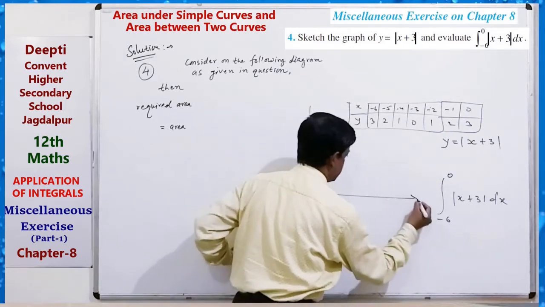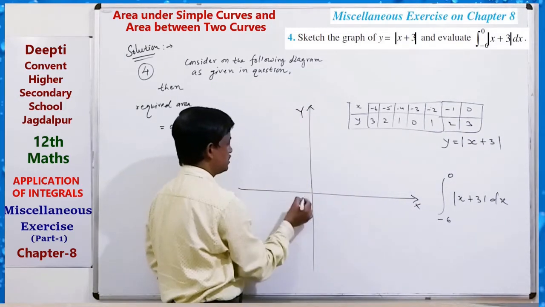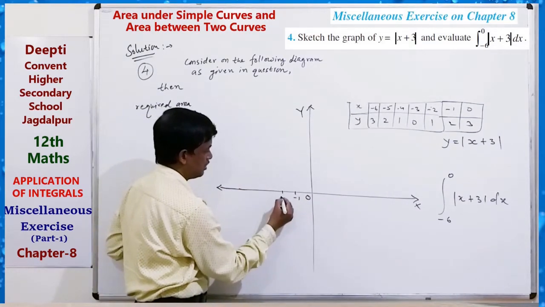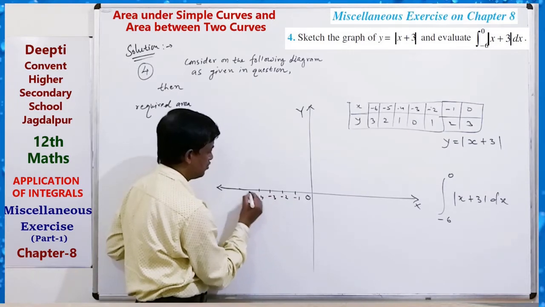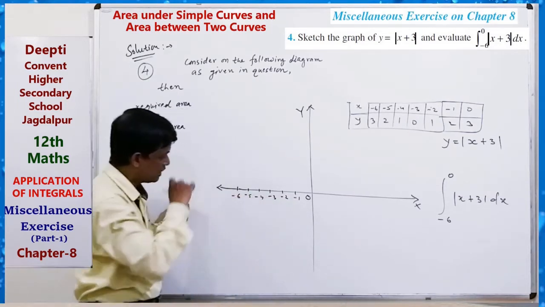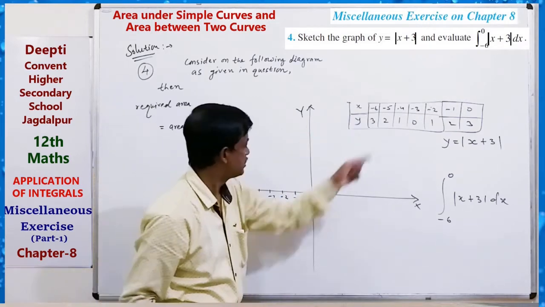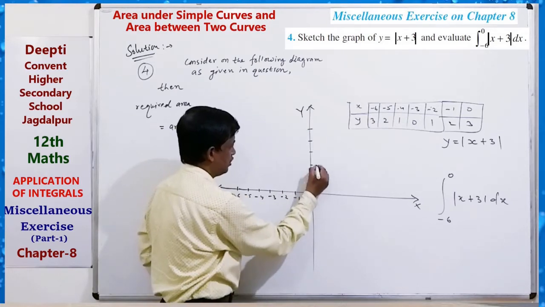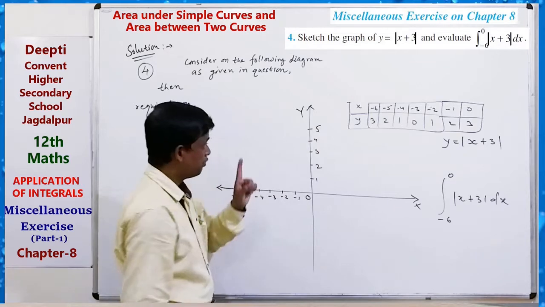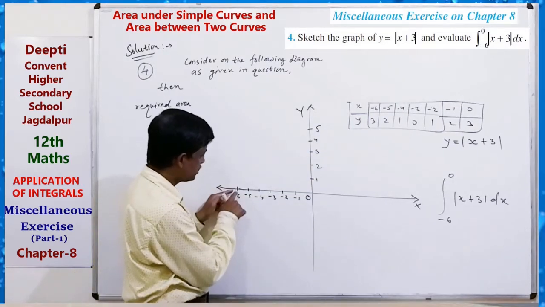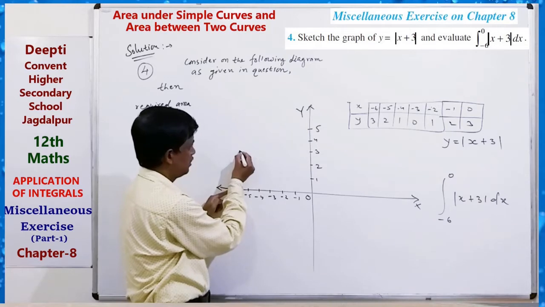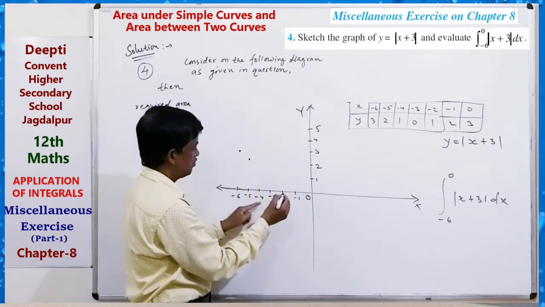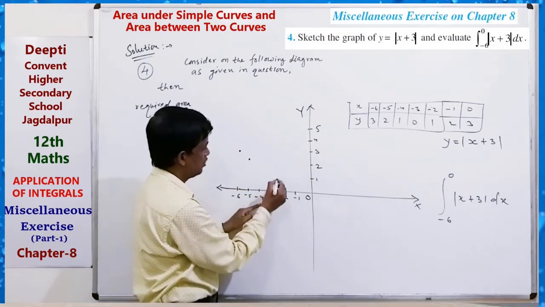Like this. This is the x-axis, this is the y-axis, origin. Suppose this is minus 1, minus 2, minus 3, minus 4, minus 5, minus 6. These are the points. Now minus 6, 3 is a point here. Minus 5, 2 is a point here. Minus 4, 1 is a point here.